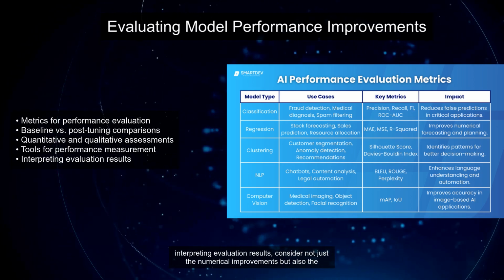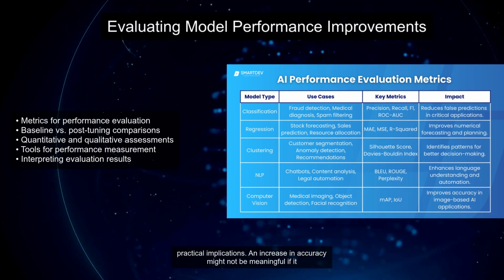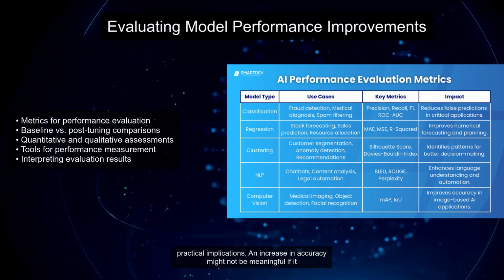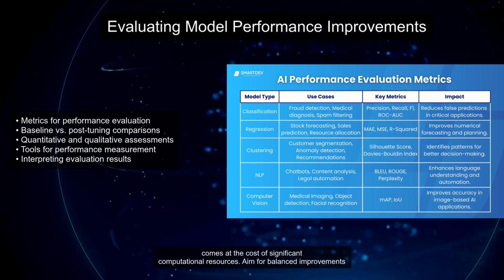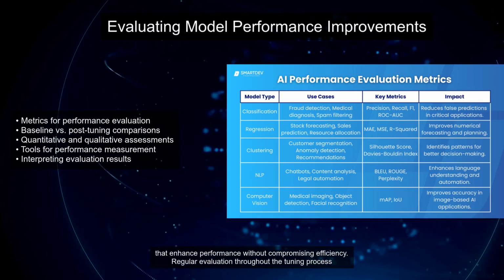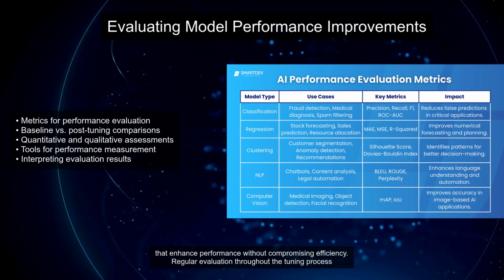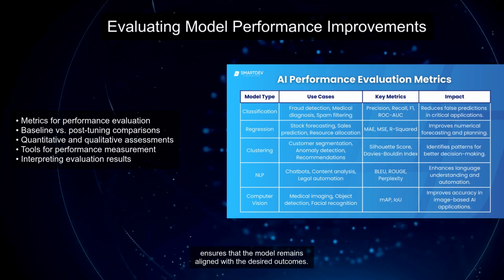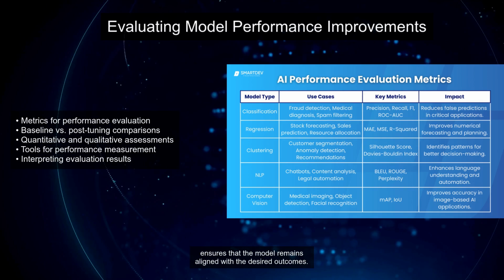When interpreting evaluation results, consider not just the numerical improvements but also the practical implications. An increase in accuracy might not be meaningful if it comes at the cost of significant computational resources. Aim for balanced improvements that enhance performance without compromising efficiency. Regular evaluation throughout the tuning process ensures that the model remains aligned with the desired outcomes.